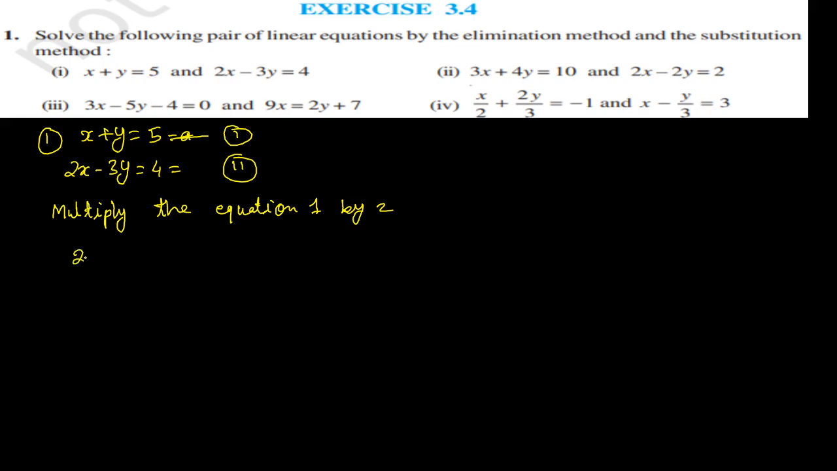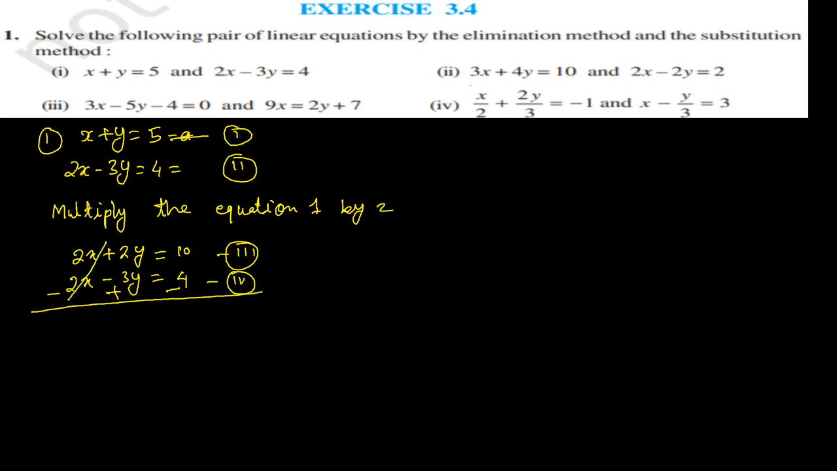You will get 2x plus 2y is equal to 10. This is your third equation. And 2x minus 3y is equal to 4. On solving the equations, what will you get? This is your equation 4. So here you will get 5y is equal to 6. So y is equal to 6 upon 5.